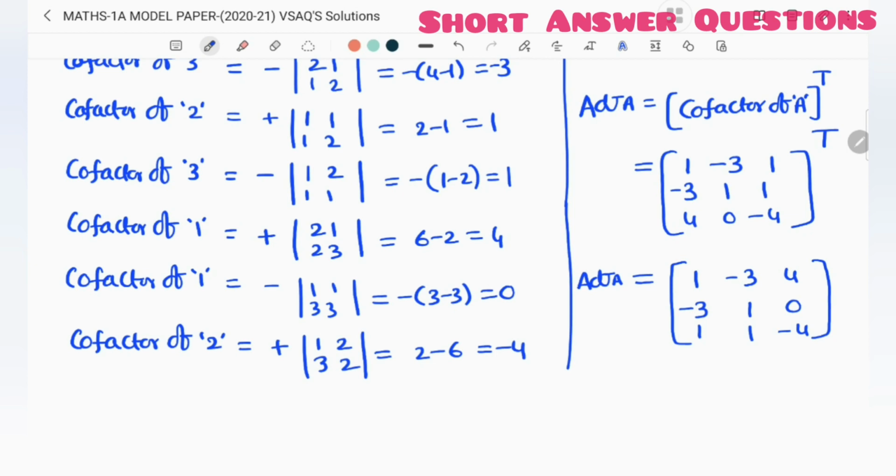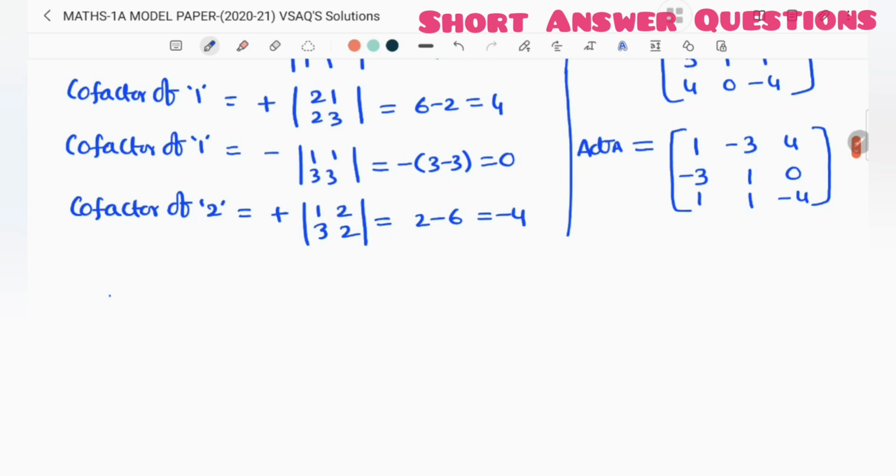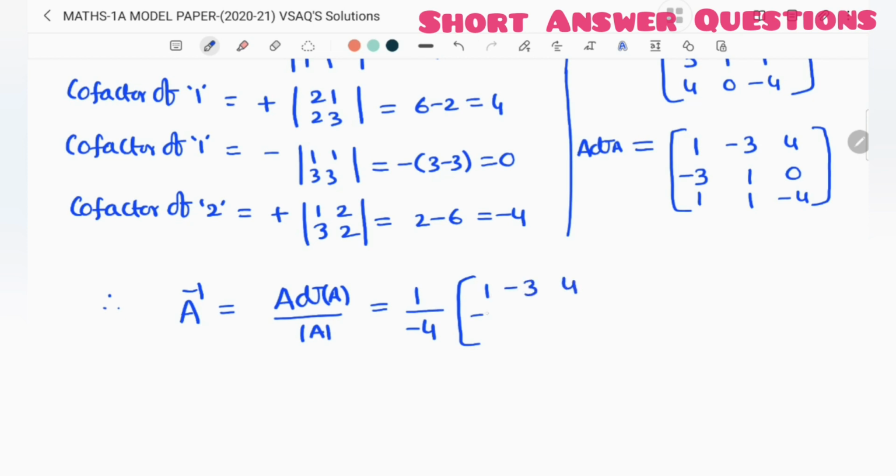After adjoint A, write the definition of inverse. A inverse is equal to adjoint A by det A. It is equal to 1 by det A value, minus 4, we got it. And adjoint A value, we got it now: 1 minus 3 4, minus 3 1 0, 1 1 minus 4.